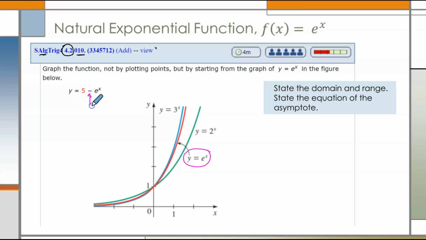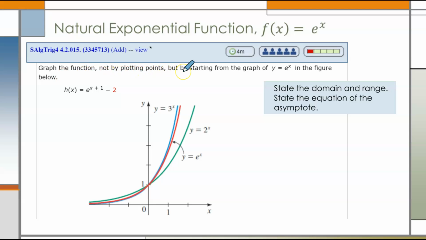We're going to flip on the x-axis, and then we're going to move up 5 units.